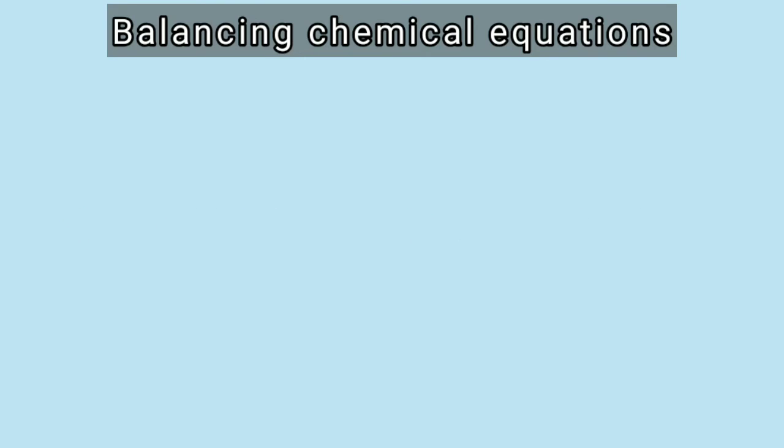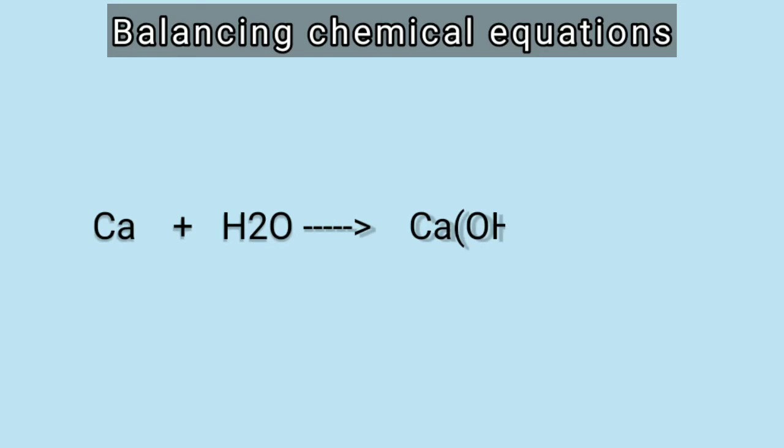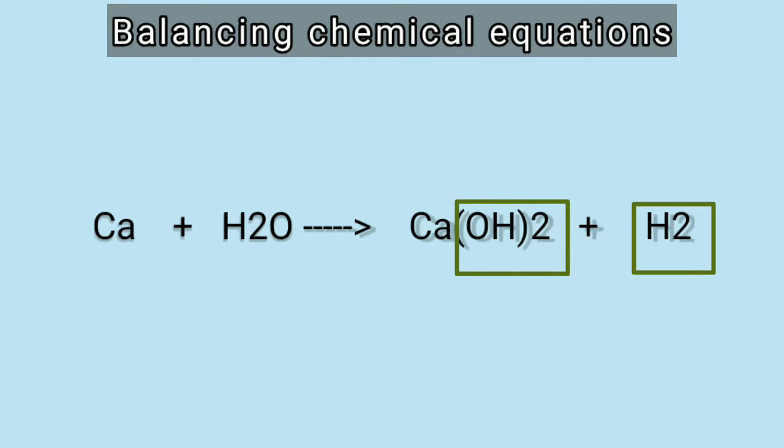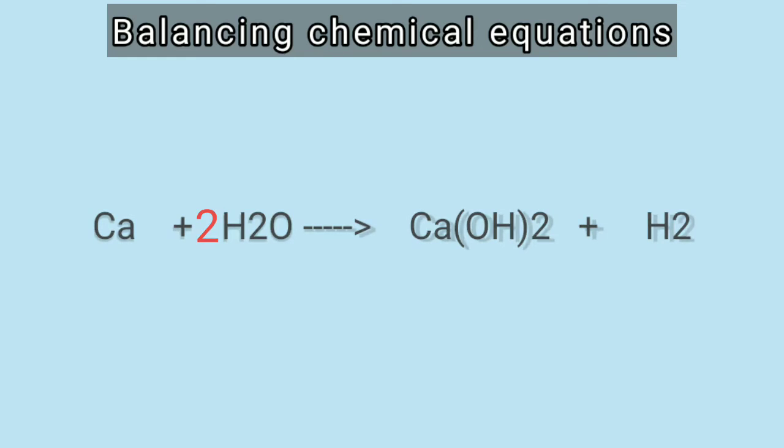Next equation, calcium reacts with water to form calcium hydroxide and hydrogen gas. We have 1 calcium on either side. Let us have a look at hydrogen and oxygen atoms. On right side we have 2 oxygen atoms and 4 hydrogen atoms, 2 from calcium hydroxide and 2 from hydrogen. So if we write 2 as a coefficient of water on left side, we will have 4 hydrogen and 2 oxygen. That will balance the equation on both sides.